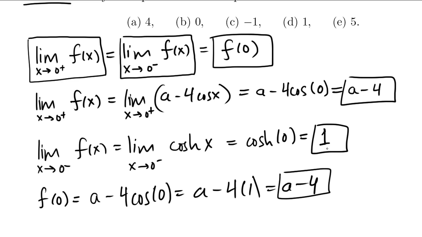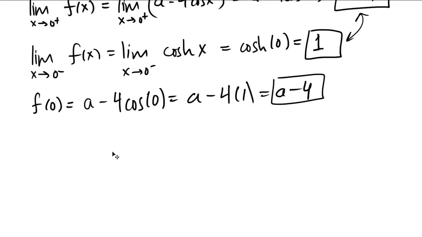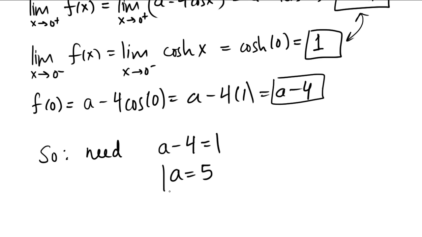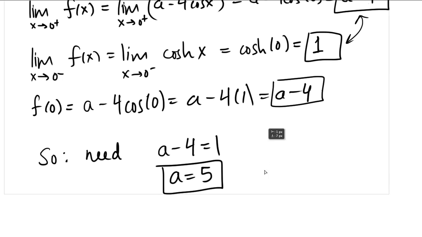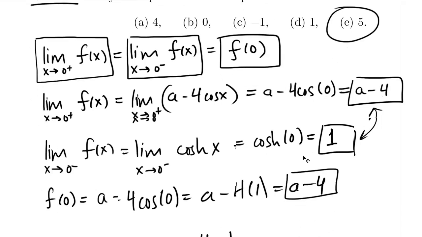And as long as each of these three quantities are equal, this function is going to be continuous at 0 and hence continuous everywhere. So, well, obviously a minus 4 is the same as a minus 4. I guess the interesting thing is that a minus 4 is the same as 1. That's going to force a certain value to be equal to a, right? So we need, in order to ensure continuity, that a minus 4 equals 1, which is, of course, the same as a equals 5. And so if a is equal to 5, these graphs will match up nicely at 0, and it'll be continuous everywhere. So our answer is E. A equals 5.